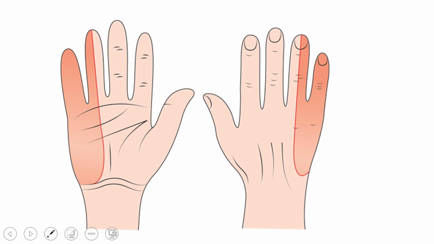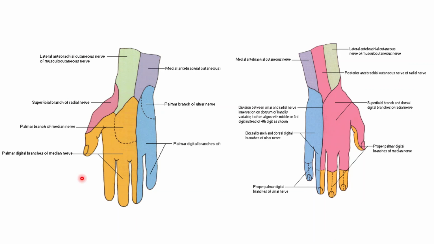So this is the picture showing the distribution of the ulnar nerve. As I have already told, the ulnar nerve supplies the medial 1.5 fingers along with the adjoining portion of the palm, along its dorsum as well as the palmar aspect. Again, the colored picture showing the distribution of the ulnar nerve. So the blue shade represents the area supplied by the ulnar nerve.